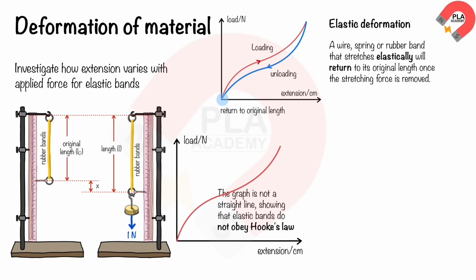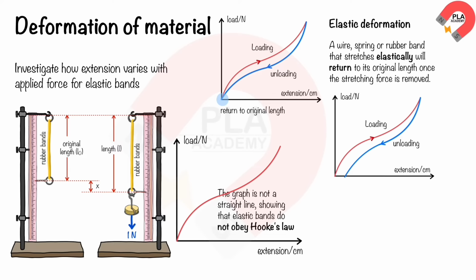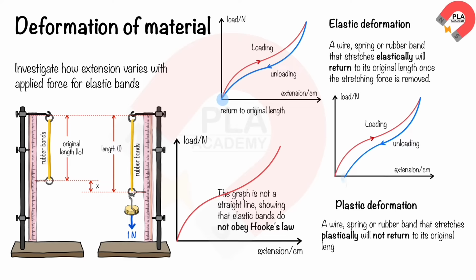If the graph of load against extension of a material when it is loaded and unloaded looks like this, it shows that this material stretches plastically. This is called plastic deformation. This means that a wire, spring or rubber band that stretches plastically will not return to its original length once the stretching force is removed.